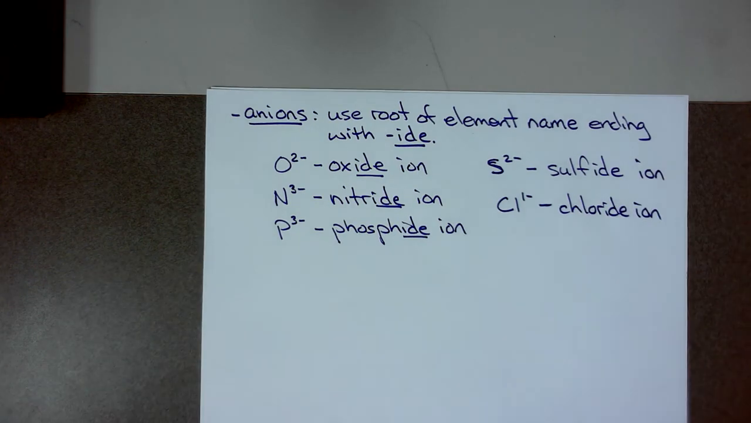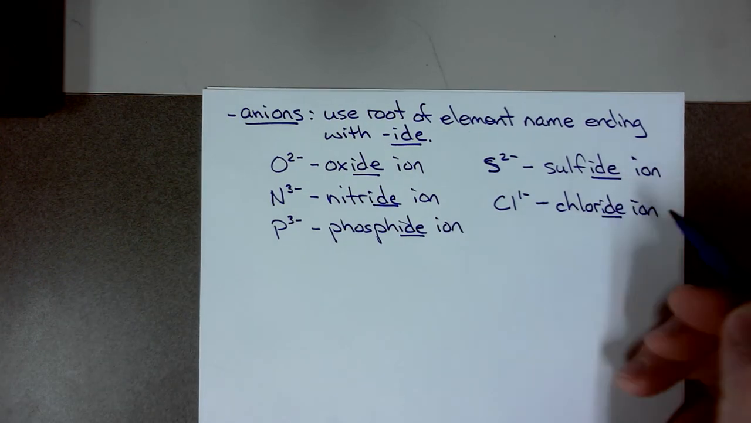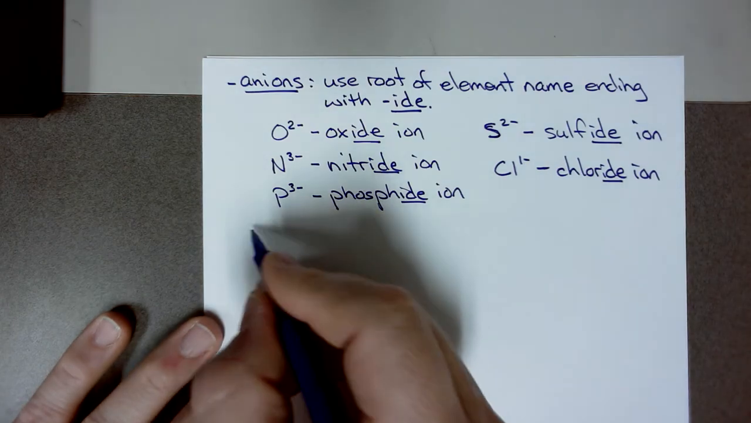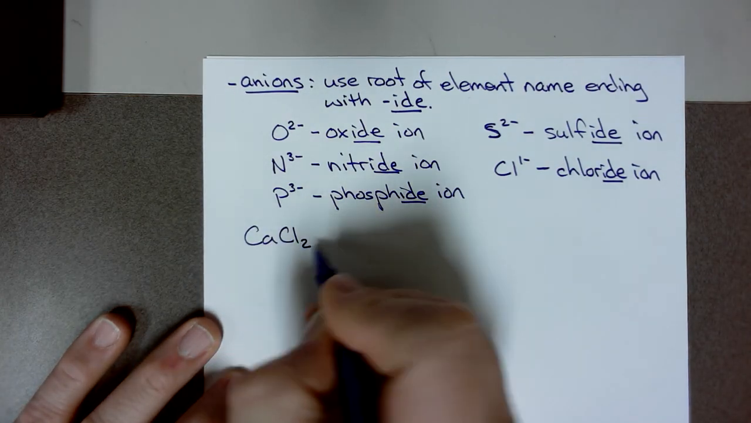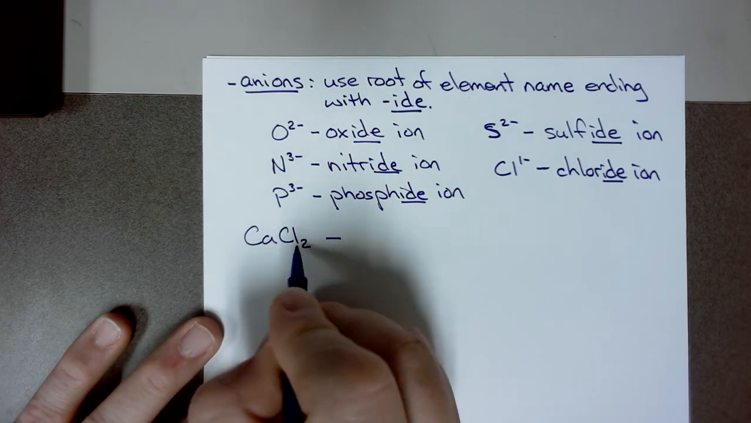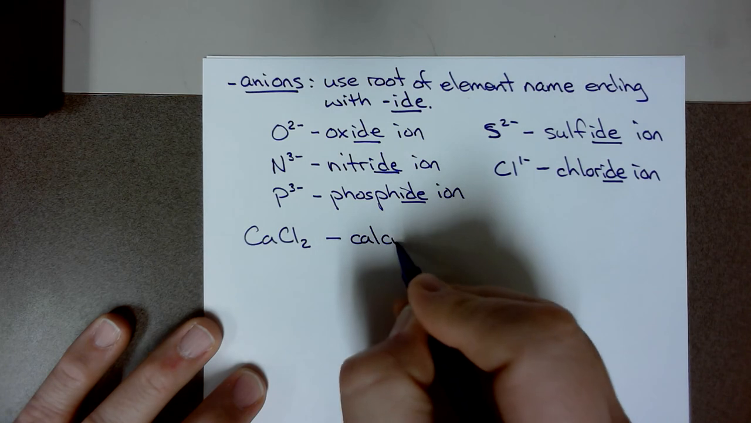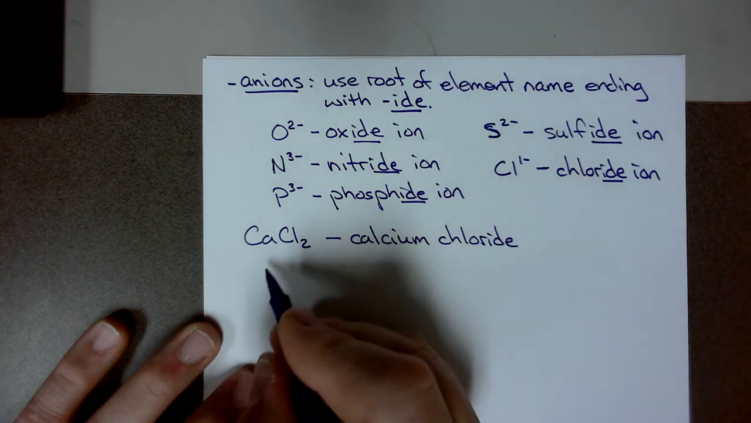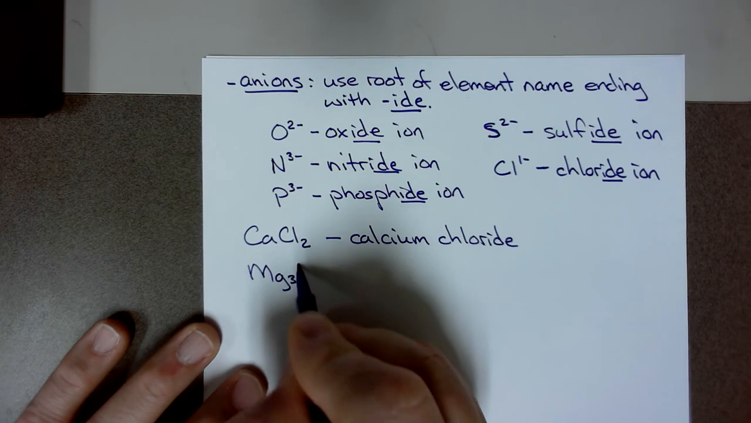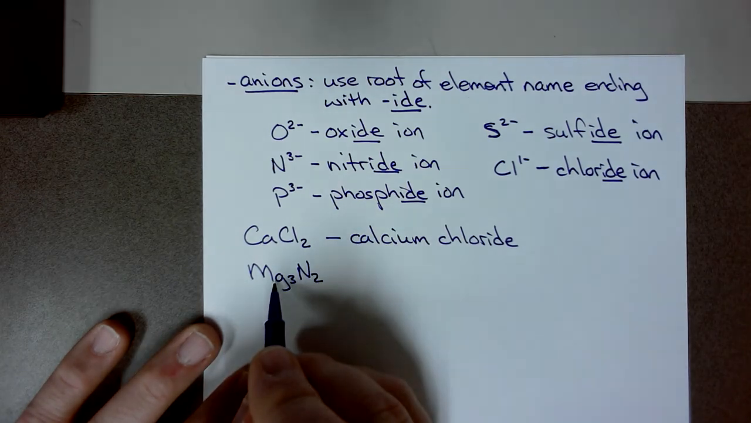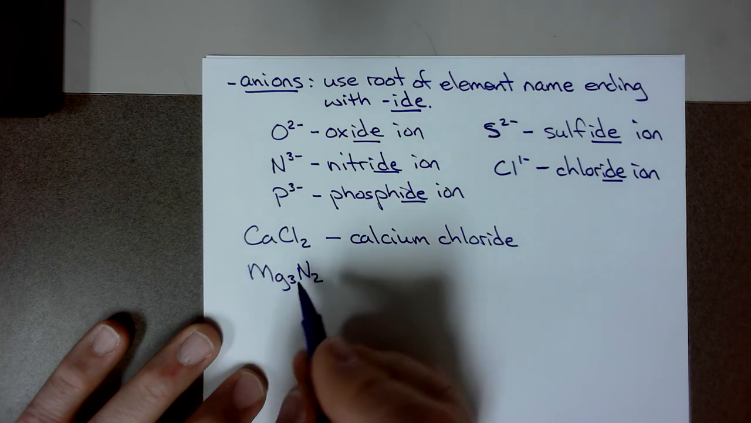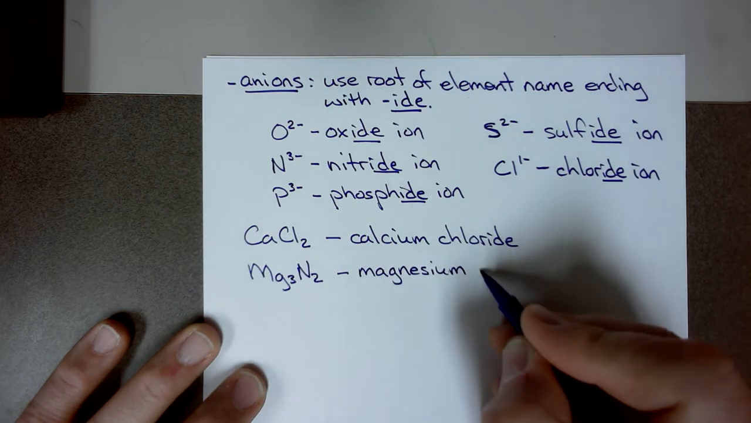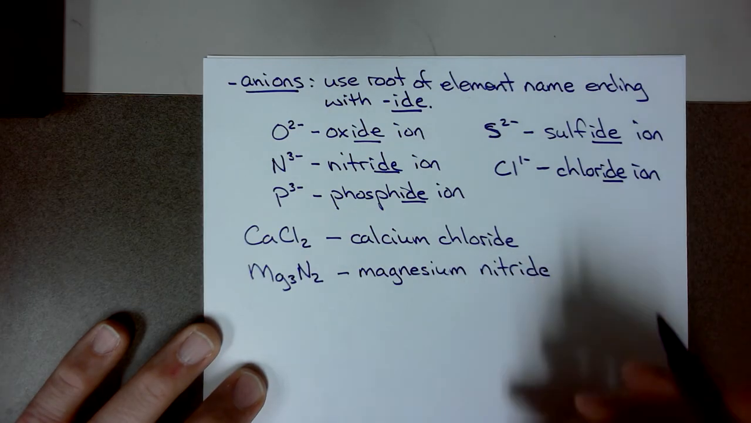So then we just take the name of each ion and write it to name the compound. So for example, if I have CaCl2, I've got a calcium ion and a chloride ion, so that would be calcium chloride. Or let's say I have, let's go back to this one, Mg3N2, I had a magnesium ion and a nitride ion, and so that would be magnesium nitride. So a couple of examples.